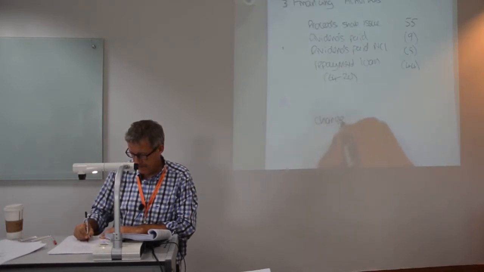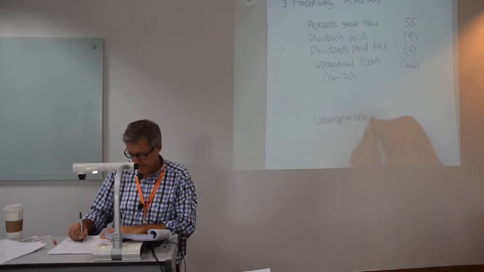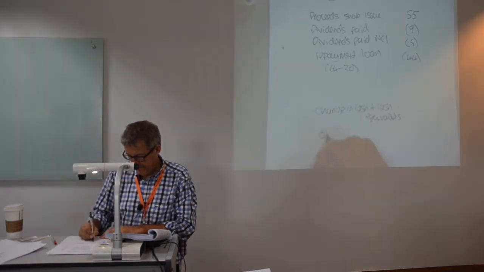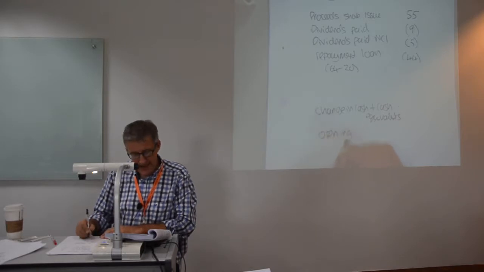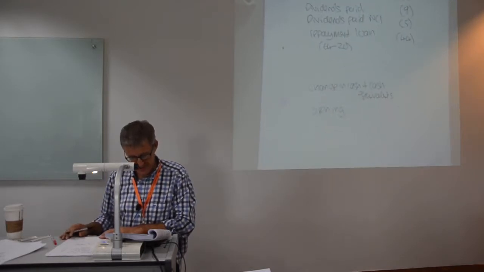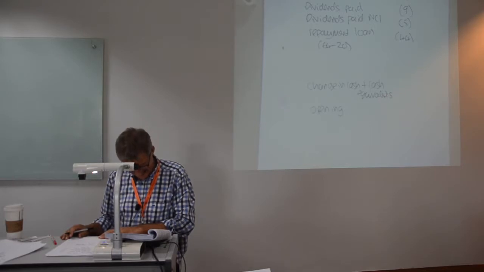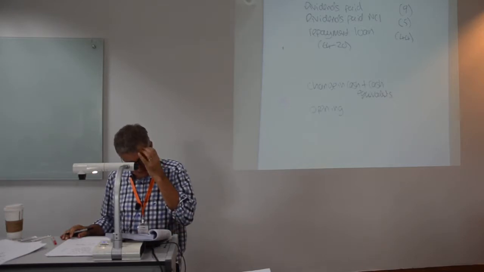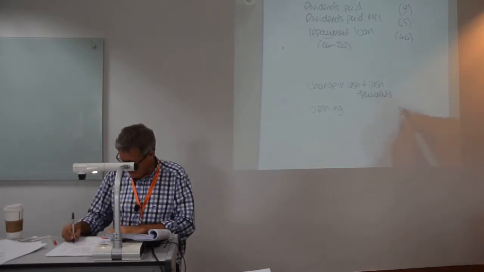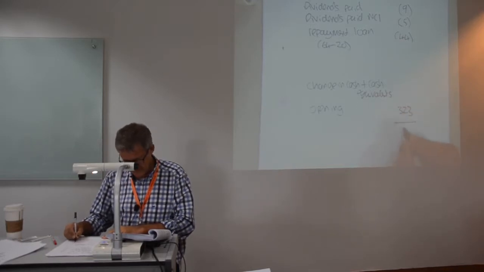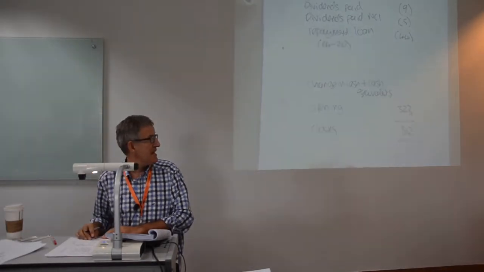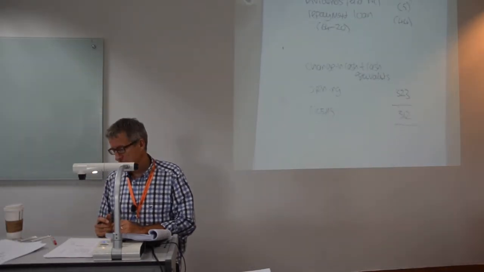Leave a space. How much is your opening cash and cash equivalent? We don't have an overdraft, do we? No. How much is your opening cash and cash equivalent? 323. And how much is your closing? 312. So this year, have you been a net spender or a net saver?